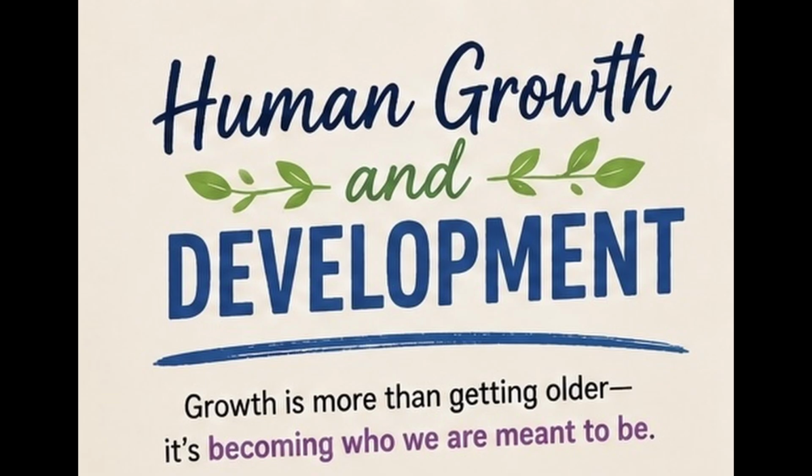Key concepts. 1. Definition. Radical behaviorism. This is a branch of behaviorism that emphasizes the importance of observable behavior and the environmental factors that shape it, while dismissing internal mental states as explanations for behavior.